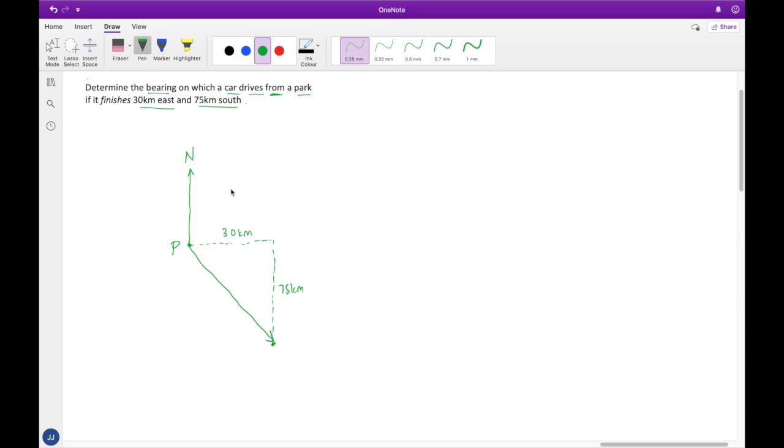Determine the bearing. Once we see the word bearing, we are talking about the angle from the north line. So from this north line, I want this angle here. So how am I going to find that angle there? Well, we can see I have a right angle triangle, but let's draw over the right angle triangle. Let's put our south line, because the car goes south, over here at 75 kilometers, and then the car goes east over here at 30 kilometers.